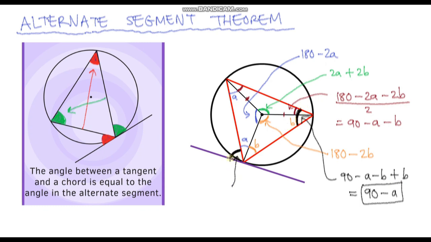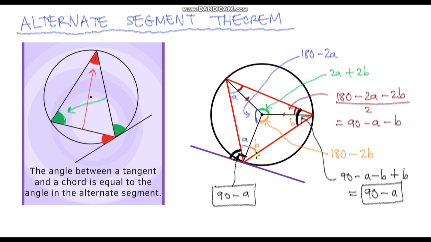Now, this other angle that I've drawn in black, what is that? Well, we've got a tangent that meets a radius, and we know that when a tangent meets a radius, it forms an angle of 90 degrees. So this angle is 90 degrees. So for the angle in black, we just need to take away the angle in blue, so it's going to be 90 minus A. And lo and behold, they are the same. So we have just proven this statement.